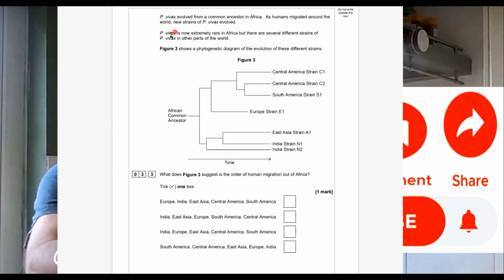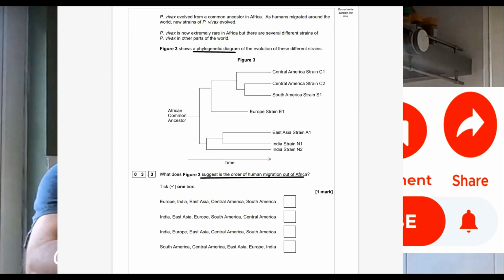So here's the stem. P. vivax evolved from a common ancestor in Africa. As humans migrated around the world, new strains of P. vivax evolved. P. vivax is now extremely rare in Africa, but there are several different strains of P. vivax in other parts of the world. Figure 3 shows a phylogenetic diagram of the evolution of these different strains. So you can see there are common ancestors at every point on here.